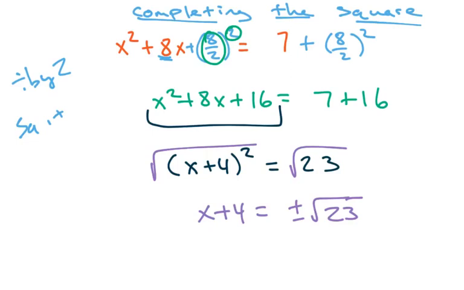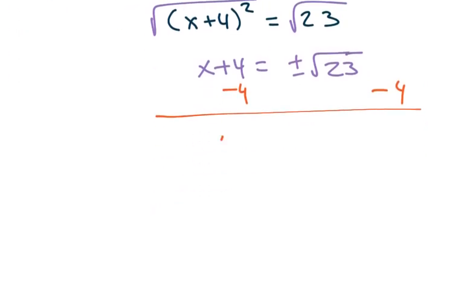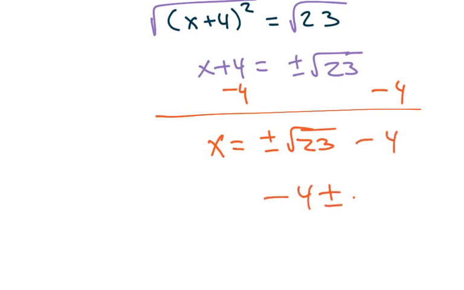So to finish this off, I'm going to subtract 4 from both sides. Makes up a little more space. X equals plus or minus square root 23 minus 4. Usually you'll see it written this way. And there's your answer. Hopefully that makes sense.